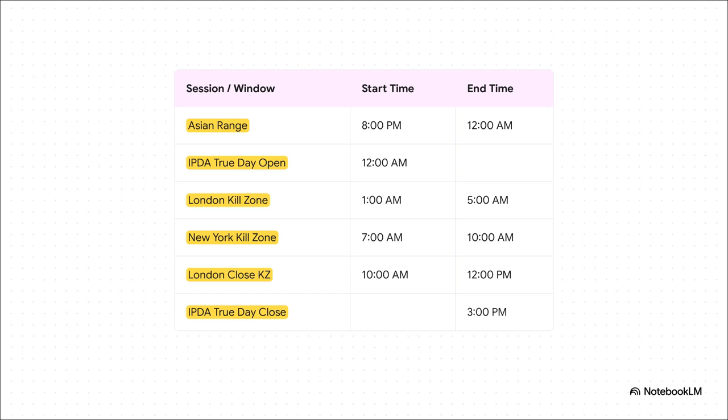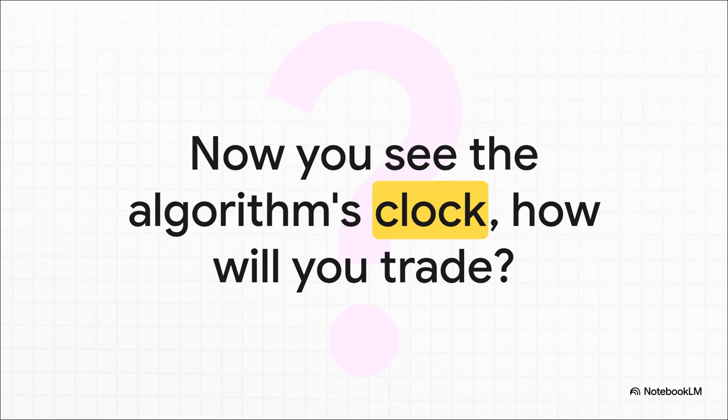I would seriously recommend you pause and take a screenshot of this. Put it on your desktop. This is your guide. So, that really brings us to the key takeaway. This isn't just some interesting theory to know. It's a tool. Now that you can actually see the clock that the algorithm is running on, how is that going to change the way you trade? How will you approach your charts differently tomorrow?